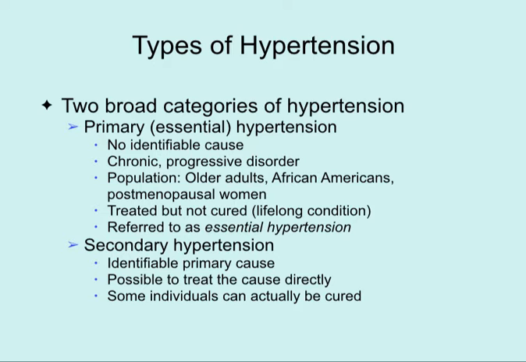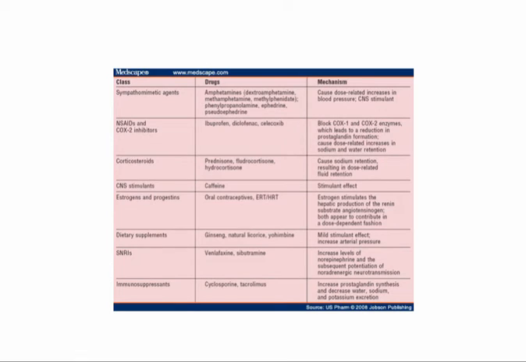NSAIDs are also another medication that I wouldn't say causes secondary hypertension, but it definitely will increase the blood pressure because of the high salt content. They retain fluid, obviously, and then their blood pressures rise. So for secondary hypertension, there's treatment available to essentially cure the hypertension.